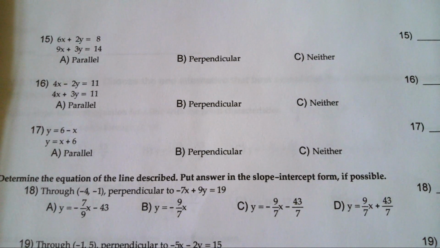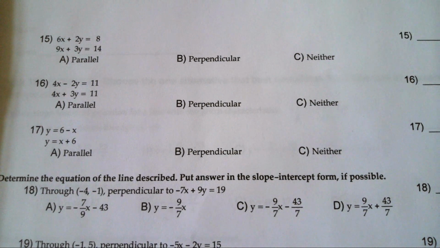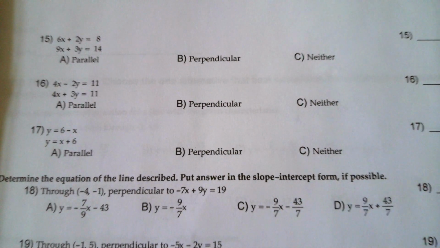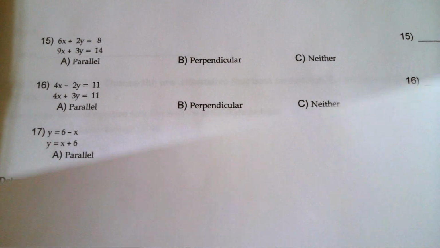All right, it's number 14. One line had a slope of 3/8, the other one had a slope of negative 8/3. They were negative reciprocals, or you can say their product is negative 1. Therefore, the lines were perpendicular to one another. Negative reciprocals, or the product being negative 1. If the lines had been parallel, the slopes would have been identical.